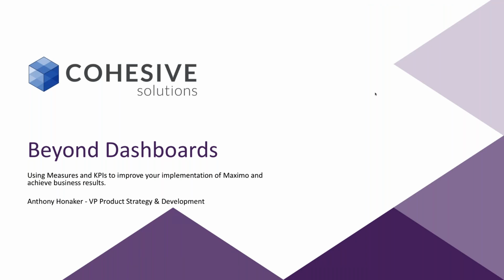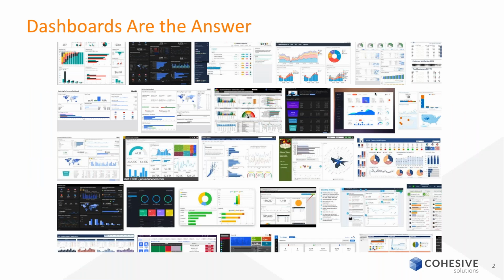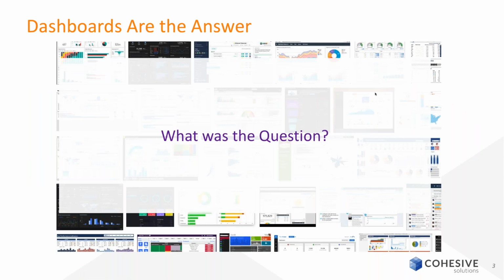at Cohesive Solutions. Today's presentation is about using measures and KPIs to improve your Maximo implementation and achieve business results. Dashboards are the answer. They look great, they're easy to understand, consolidate lots of data into simple and powerful visualizations, and can be used to quickly understand the status of things in order to make better decisions. There is nothing that can't be visualized in a dashboard. But wait, what was the question?